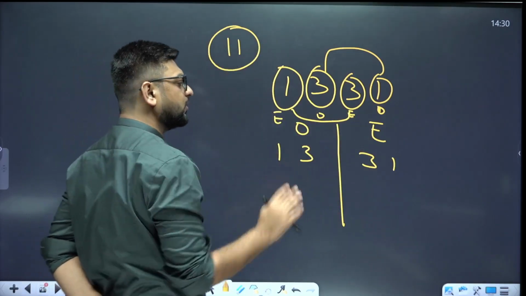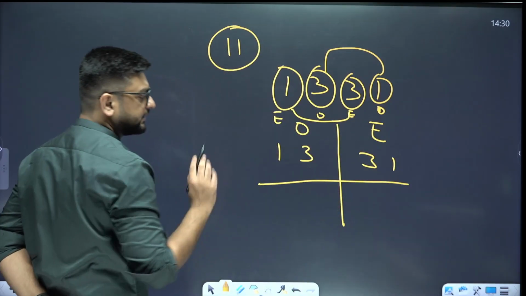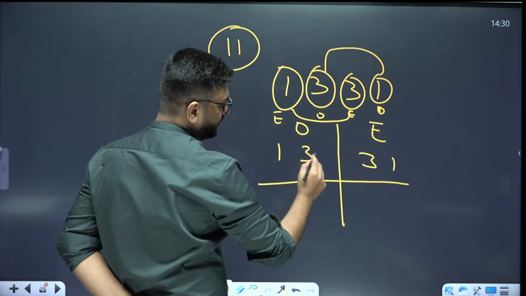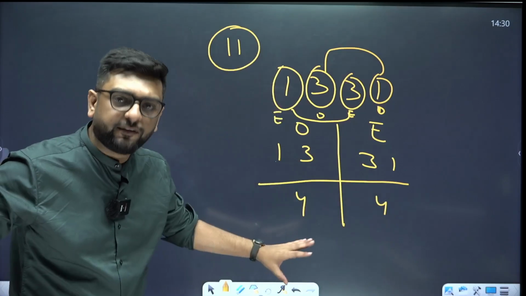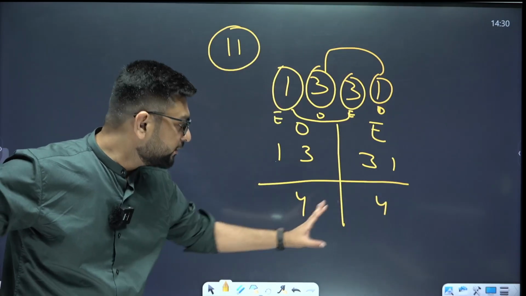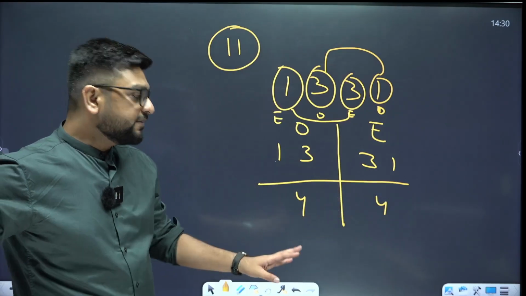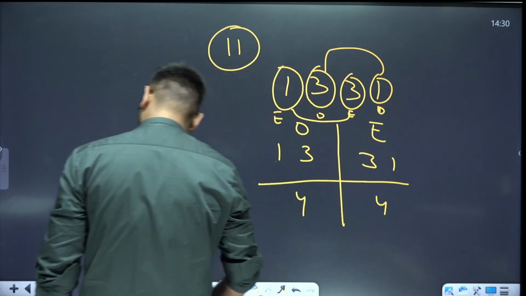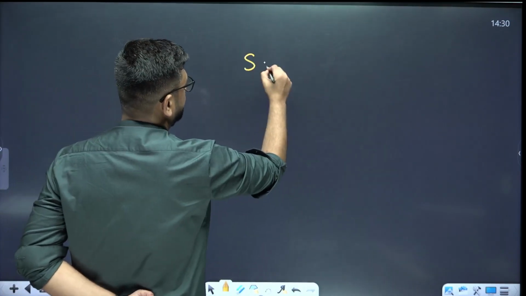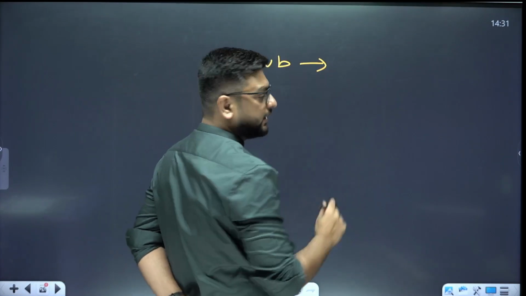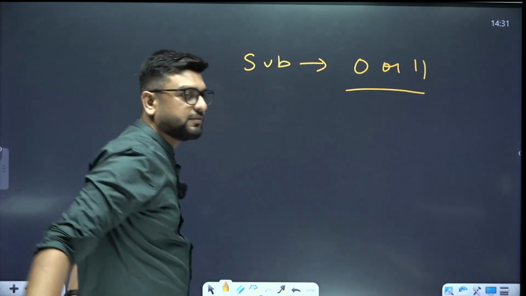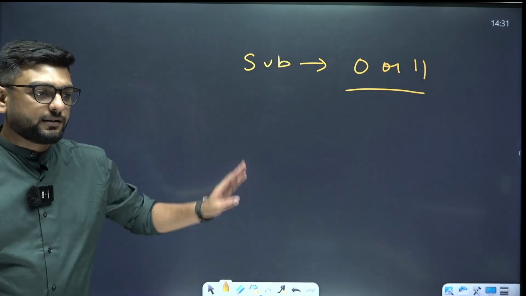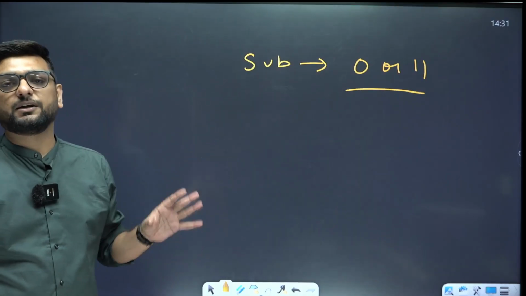At last, what we are going to do? We are going to add them. What is our addition? 1 plus 3, 4. 3 plus 1, 4. Now we'll subtract them. 4 minus 4 is 0. If after the subtraction the number is either 0 or a multiple of 11, then the number is divisible by 11. Is it clear? The divisibility rule of 11.